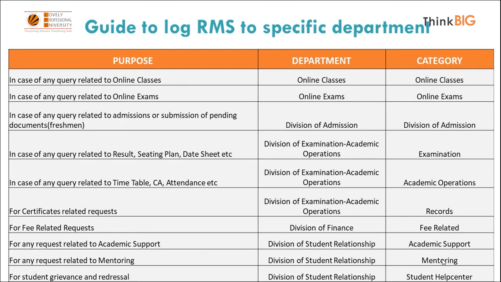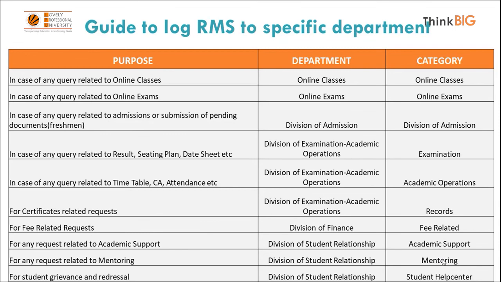Now, for the facilitation of students, a few frequently accessed categories have been listed for you so that you can log your request in the right category and to the right department. For example, in case you have any query related to online classes, then the department to log on RMS is online classes and the category under that department is online classes. Similarly, in case you have any query related to admissions or submission of pending documents, in case of freshmen, select Division of Admissions as the department and the desired category under that department.